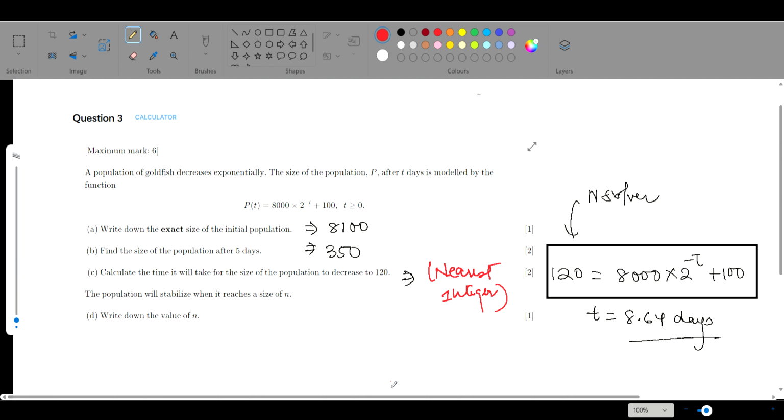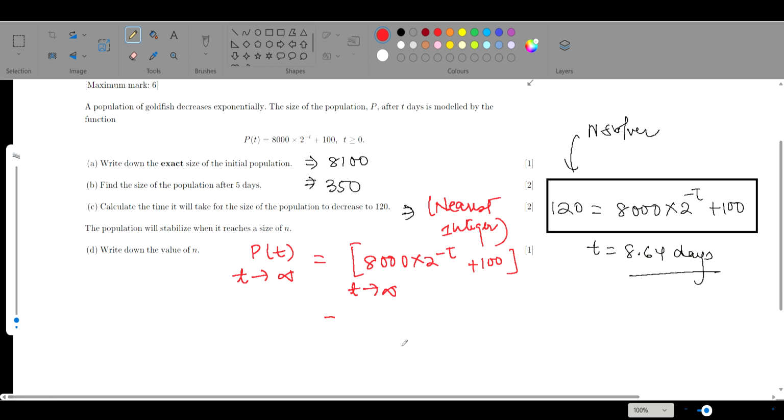So the population will stabilize when it reaches a size N. What is that N? Let's increase the time so big. So t tends to infinity, and so it's 8000 divided by 2 power infinity plus 100.